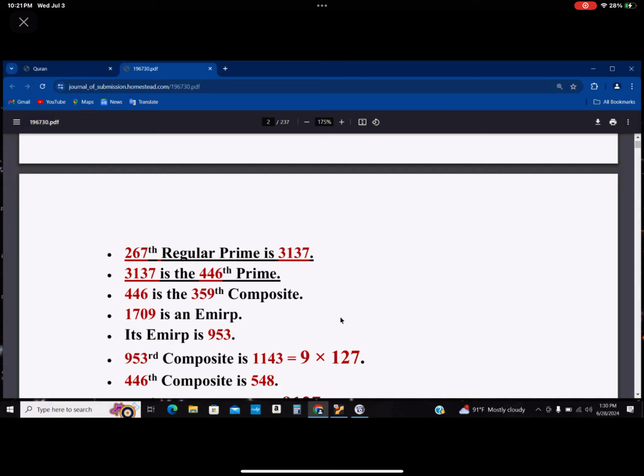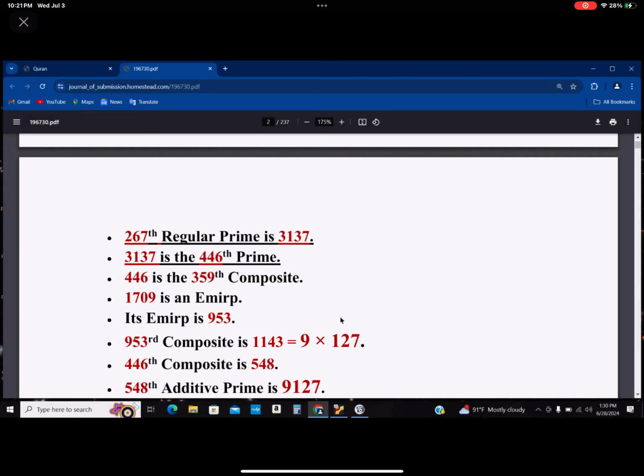The 446th composite happens to be 548, and the 548th additive prime is 9127. So God keeps telling us about this. See, this 446 is strategically put in here, in order to tell you in 2 different languages: the language of factorization, which is 9 times 127, and the language of specific primes and their indices, which again, the 548th additive prime happens to be 9127.